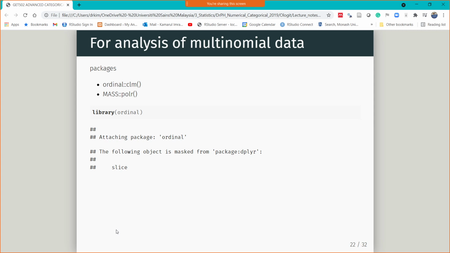For this, it should be ordinal data, okay, not multinomial. Wrong here. Okay. We can use two packages. One, the ordinal package with the function clm, and the other one is the MASS package with the function polr. Okay. So let's activate library(ordinal).